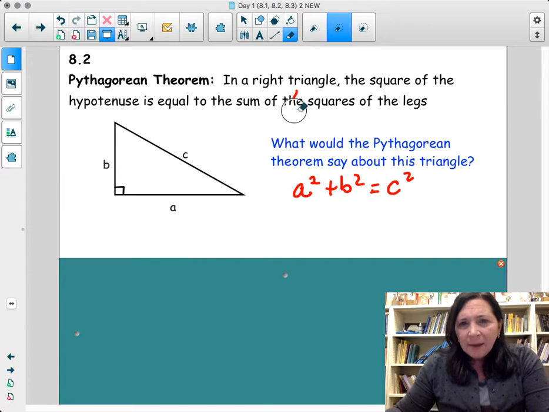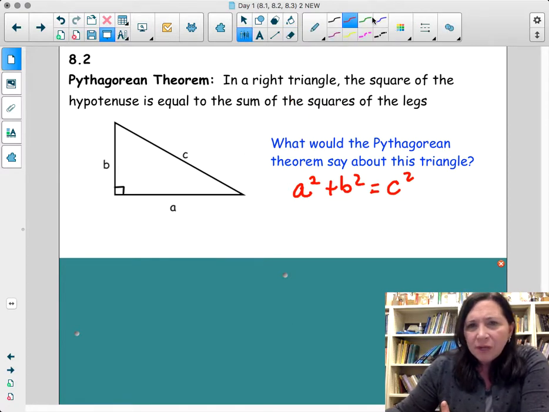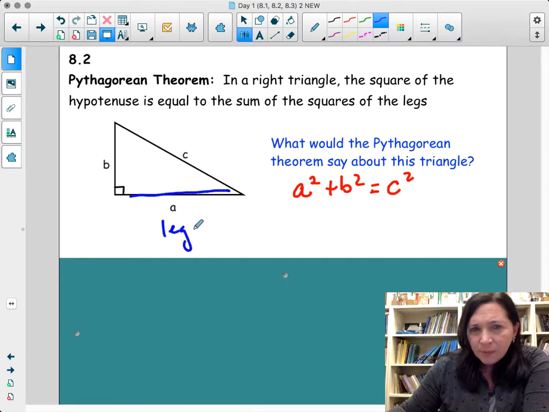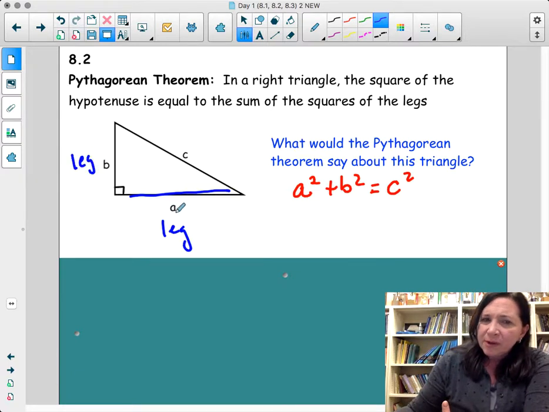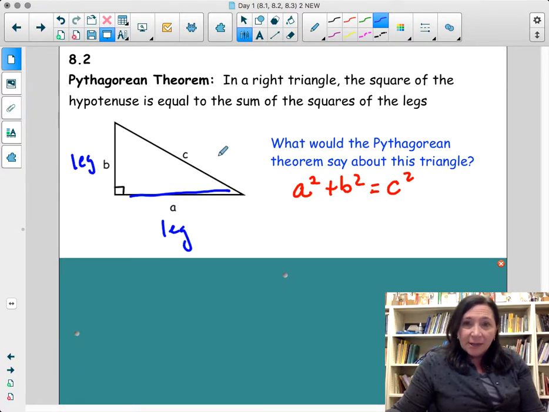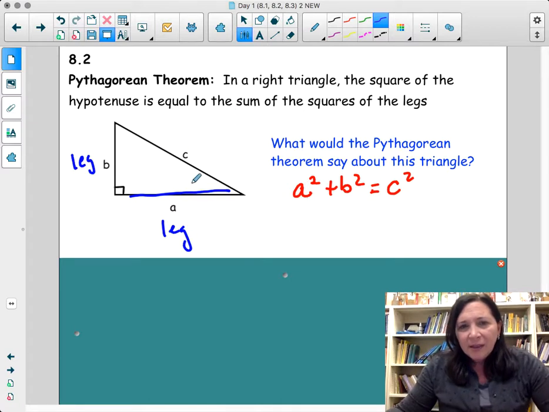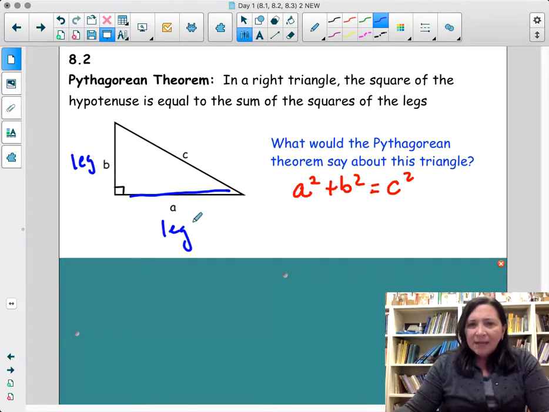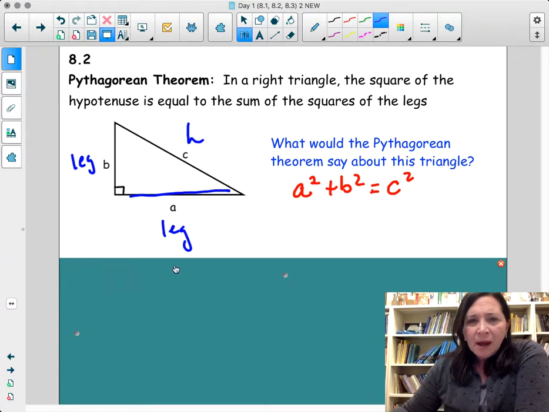But for geometry, we're just reviewing this. This is considered a leg, right? Most people start using a squared and b squared, and then they get confused when people use different letters. So you have to be careful about that. This is a squared plus b squared, meaning a leg squared plus a leg squared equals the hypotenuse squared. That's what that's saying.